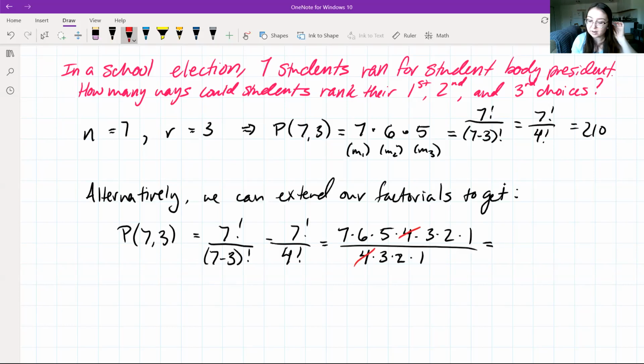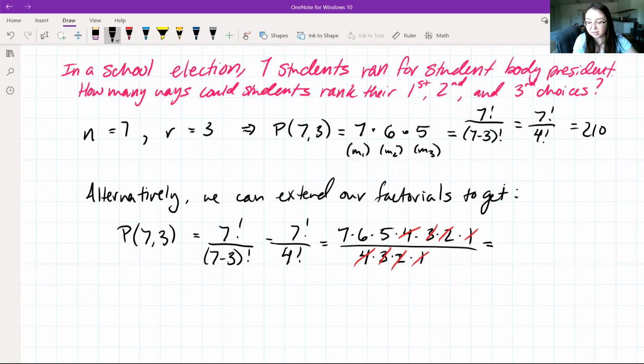We also see that there is a 3 being multiplied in our numerator and a 3 being multiplied in our denominator. So we can cancel those out. We see there's a 2 being multiplied in our numerator and a 2 being multiplied in our denominator. So we cancel that as well. And then there's a 1 in our numerator multiplied also by a 1 in our denominator. Those are just 1 anyway, but we're going to cancel those out.